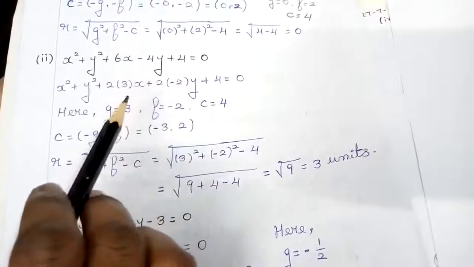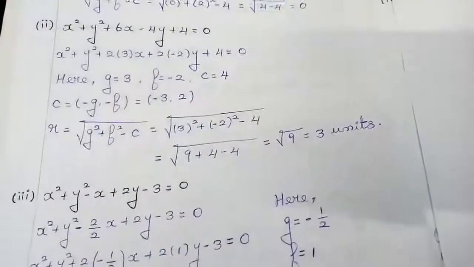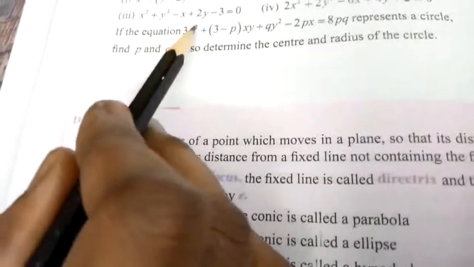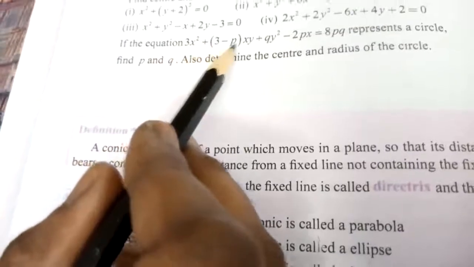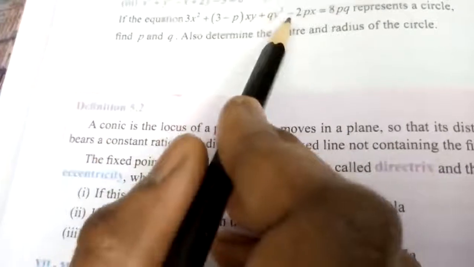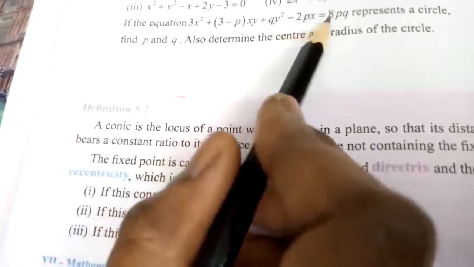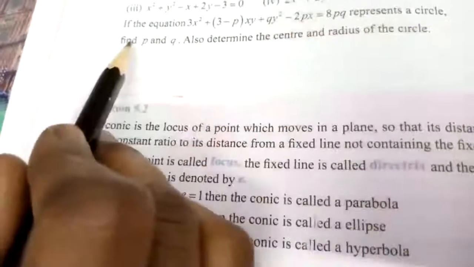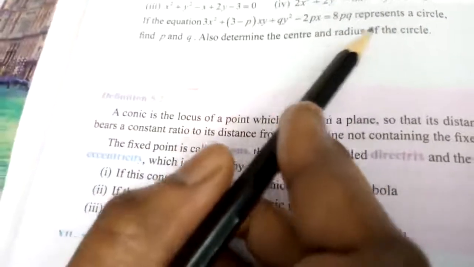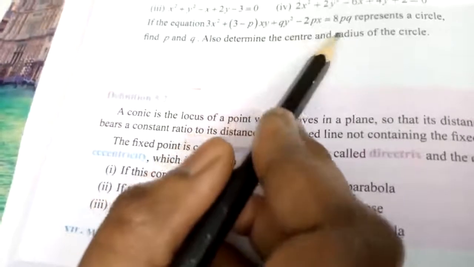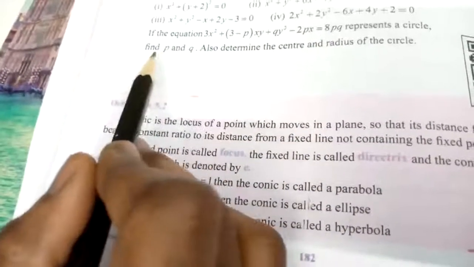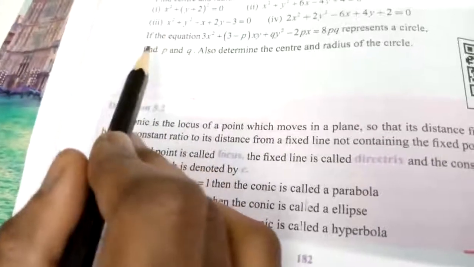Next we are going to move on to the last sum, the 12th question. Question number 12. If the equation 3x square plus (3 minus p) into xy plus qy square minus 2px equal to 8pq represents a circle, find p and q. Also determine the center and radius of the circle. So in this case we are going to find the center, radius, and also the values of p and q, and we are going to use a condition to get these values.